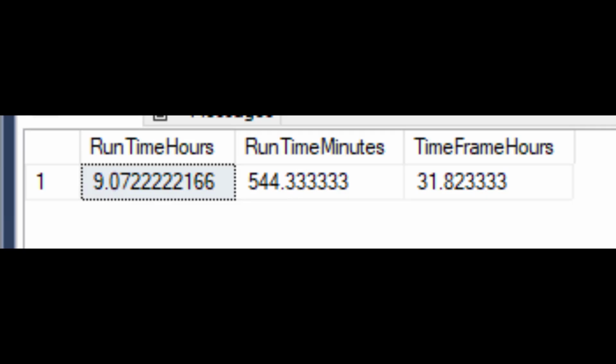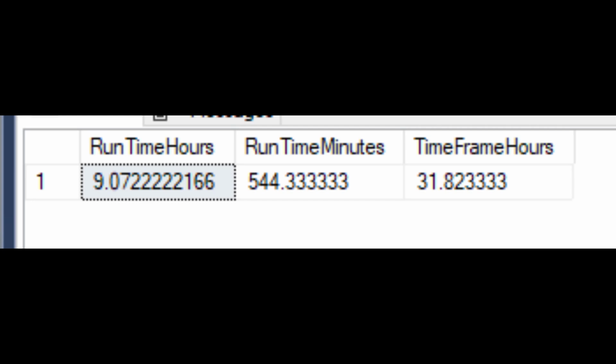So here are the sums after I added all the numbers up. Runtime hours is how many hours the compressor actually ran for. The time frame hours is what time I started it subtracted by the time that it was completely done. So it basically ran for 31 hours with the environment being room temperature. But compressor on time is 9 hours.